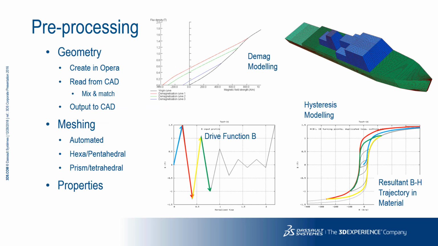Opera's modeler can be used to generate complex parametric models from scratch or primitives. Alternatively, it can read and write many different formats of CAD file, both neutral formats and CAD specific. These include SAT, Parasolid, NX, CATIA, and SolidWorks.